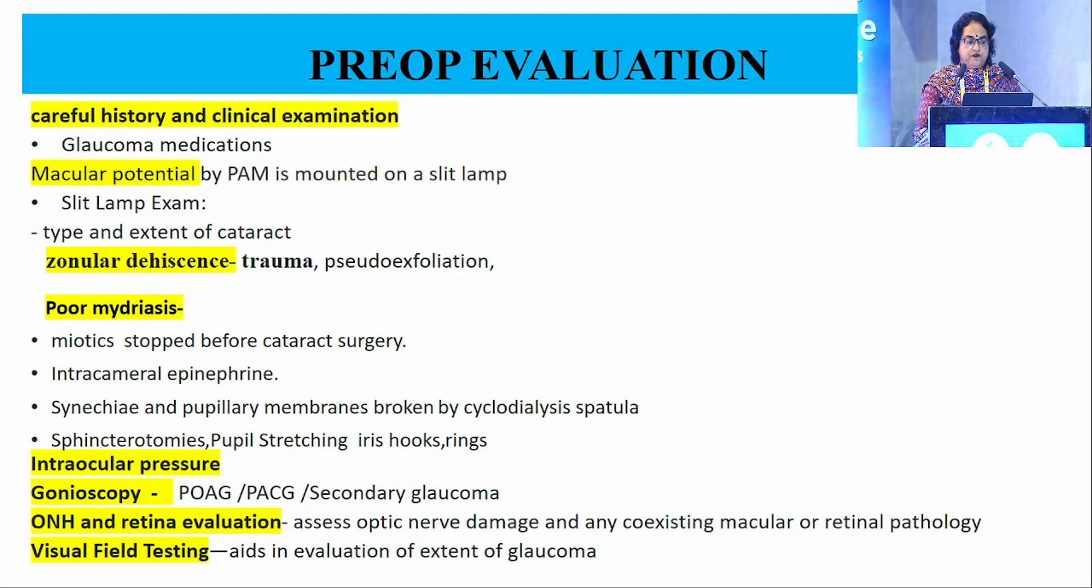So in pre-op evaluation, in the setting of a cataract, we have to see the macular potential, maybe by a potential acuity meter, and definitely look out for any zonular dehiscence or poor mydriasis, so as to keep your surgical armamentarium and instruments ready to avoid any post-op or intra-op surprises.